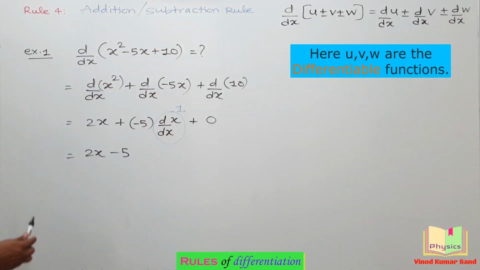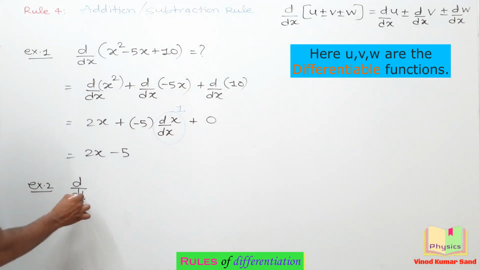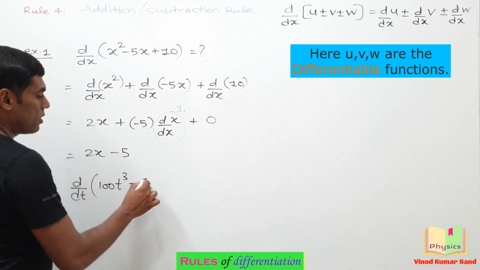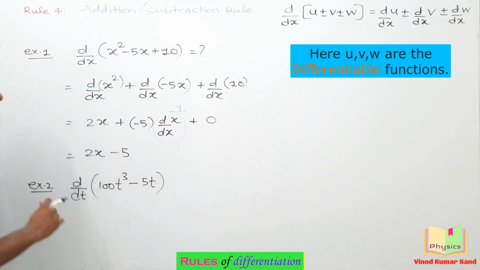Taking up another example, d by dt of 100t cube minus 5t. Now you try to answer it. Instead of x, now we are using t. It doesn't make any difference.